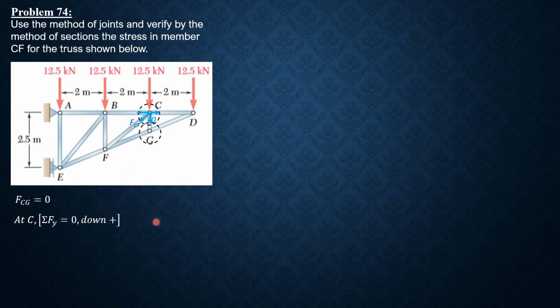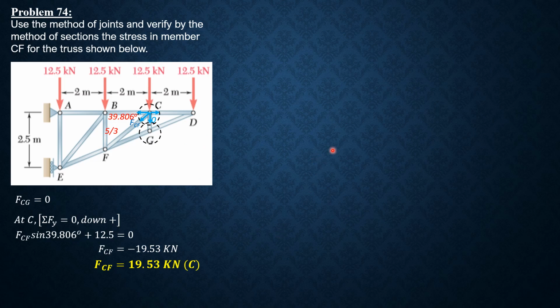Summation of forces y equals 0, down positive. The length of BF is 5/3. Therefore, arctan of (5/3)/2 is equal to 39.806. So the angle that FCF makes with the horizontal is 39.806 degrees. Summation of forces y equals 0, down positive. The vertical component of FCF is FCF sine of 39.806 plus 12.5 equals 0. So FCF is equal to negative 19.53 kilonewtons, or FCF is 19.53 kilonewtons compression.